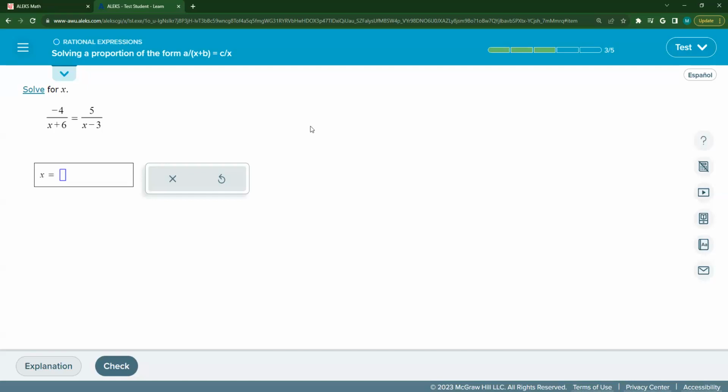This time I have a little bit messier. So I have negative 4 over x plus 6 equals 5 over x minus 3. Cross multiply like usual. Use parentheses for the binomials. So negative 4(x minus 3) equals 5(x plus 6).